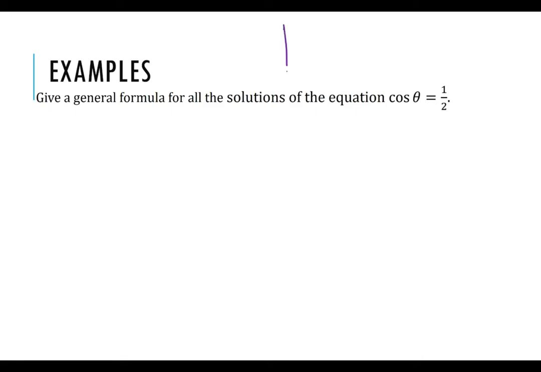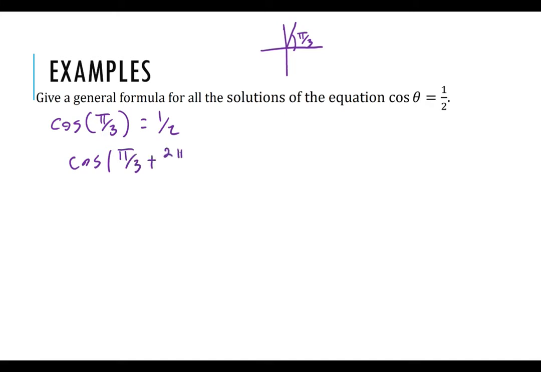And so if I look at the unit circle, I notice that x is 1/2 here at pi thirds, and so I know that cosine of pi thirds is equal to 1/2. Once we have pi thirds, we need to deal with every coterminal angle, which means that cosine of pi thirds plus 2 pi k, where k is an integer, will also equal 1/2. So any coterminal angle of pi thirds will give us that solution.